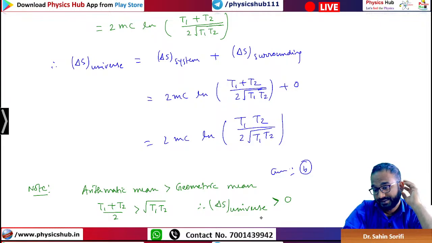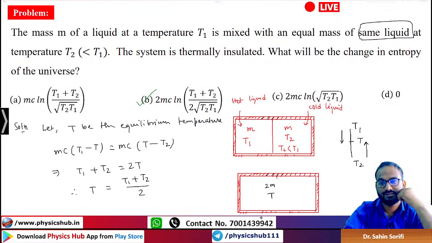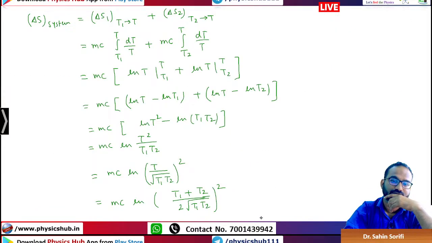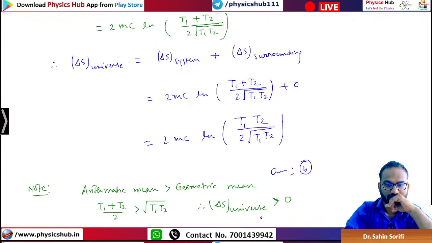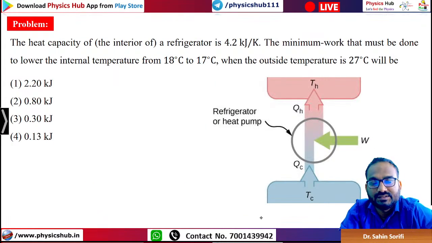Is everything all right? Can we move forward? This is a little bit lengthy problem, but it is very easy. Give this problem a try. The heat capacity of the interior of a refrigerator is 4.2 kilojoule per Kelvin. The minimum work that must be done to lower the internal temperature from 18 degrees centigrade to 17 degrees centigrade when the outside temperature is 27 degrees centigrade will be.